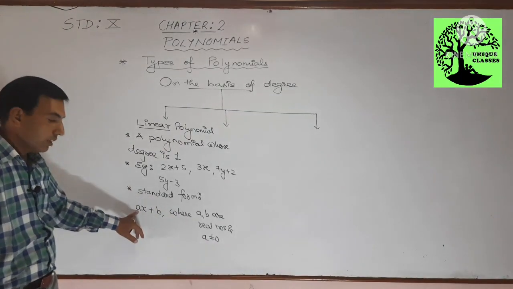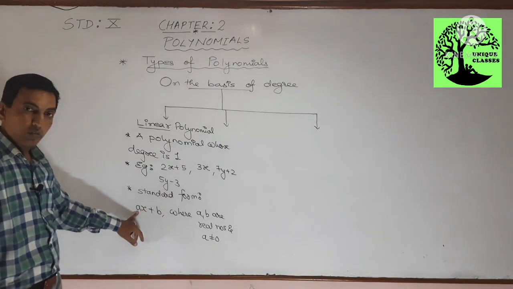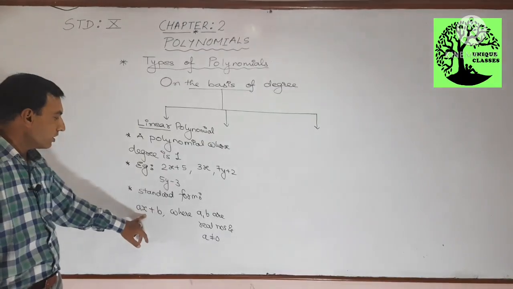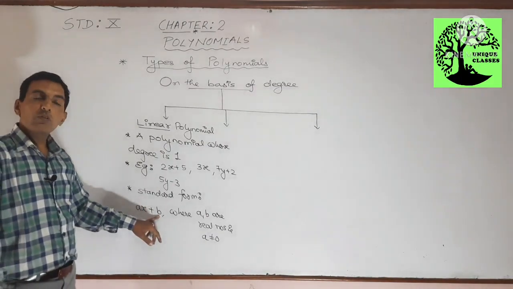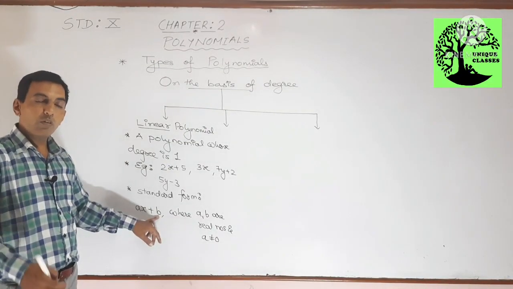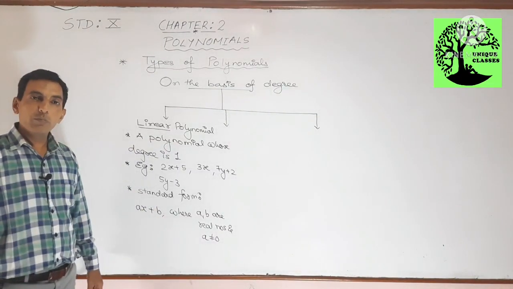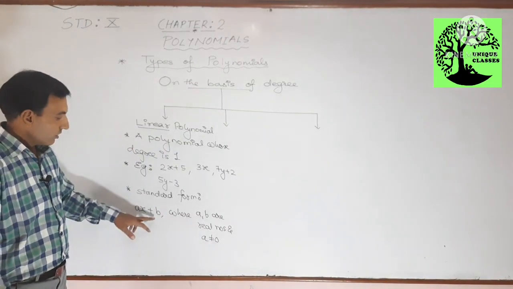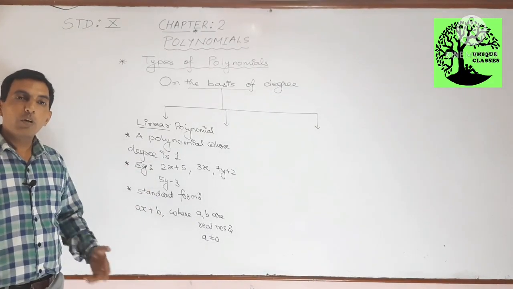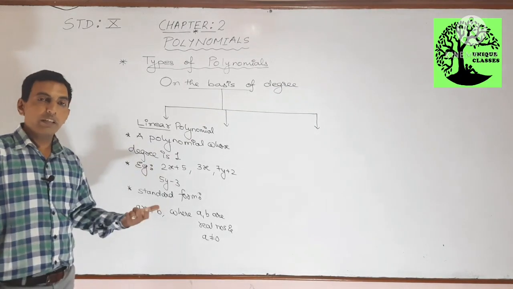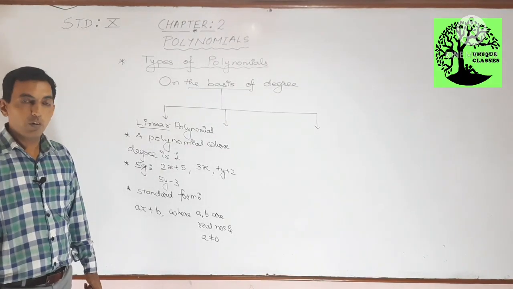Because, student, a is the coefficient of x here, and if a becomes 0, then what happens? This whole term becomes 0, and if this term becomes 0, then what remains? Only b remains, and b is a constant term. So, in the expression there will be no variable, and when there is no variable, then the degree of the polynomial will become 0. It will not remain as 1. So, then we can't say it is a linear polynomial.